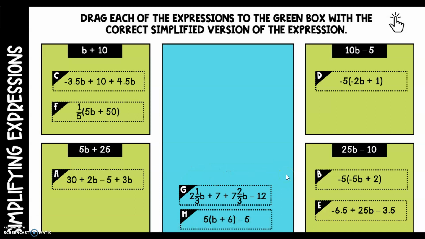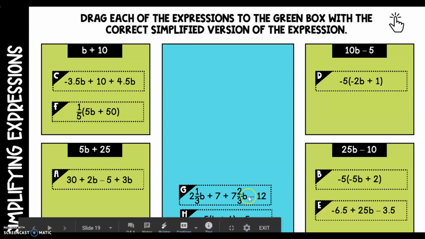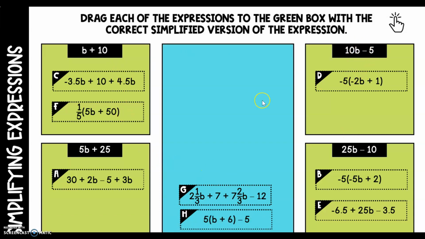Now I come to G. 2 1/3 b plus 7 2/3 b minus 12. Okay, so this one can look a little bit kind of hinky here. The best way to figure this one out, if we're taking a test, is I would take my positive 7 and my negative 12. If I have a positive 7 and negative 12, I'm going to subtract those. That's going to give me a negative 5, because my larger number is a negative. So I'm going to end up with negative 5. I don't have to mess with these fractions if I do that, because I look here, and that's my only negative 5, if I look at it.